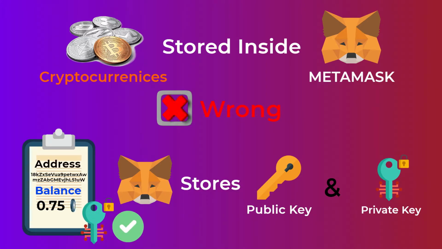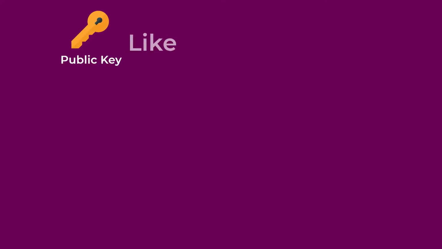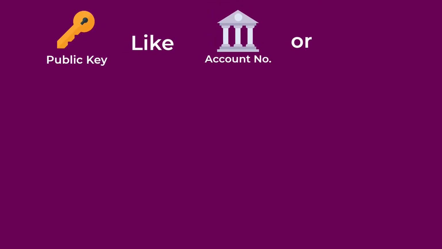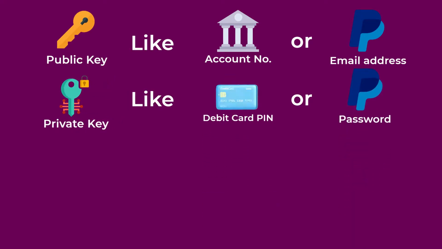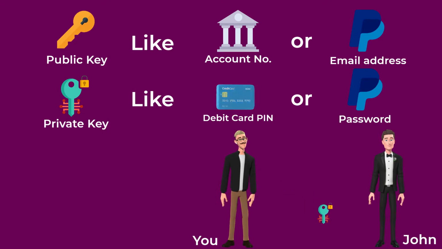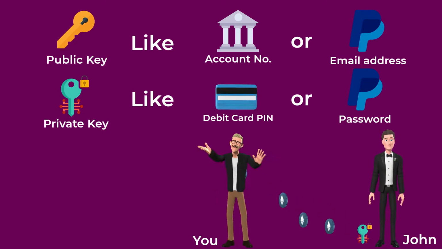When you have the private key, you are allowed to spend the crypto balance of the public key, or the address. You can think of the public key as your bank account number or your PayPal email address, and the private key as the PIN to your debit card or as the password to your PayPal account. If someone knows your private key, he can spend all of your money.